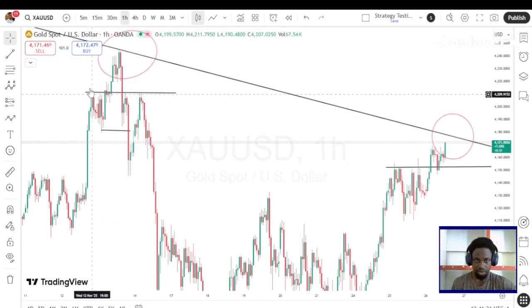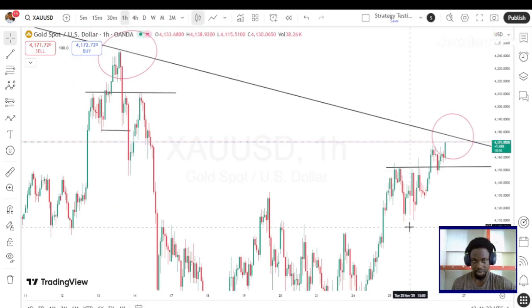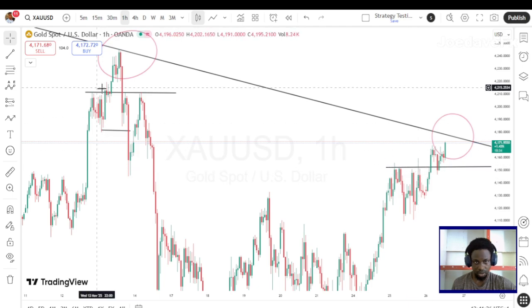Now look at this point. Look at this first drop here. Is this exactly the drop you are seeing? Then it went back there, consolidated around it there.